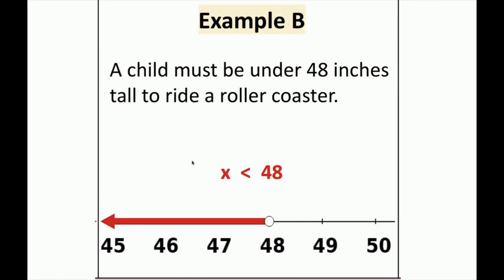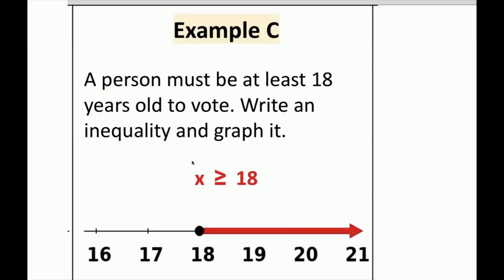Let's check our work for example C. A person must be at least 18 years old to vote. So we have a closed circle because they can be 18 years old or any age older than 18. So 18 is included as a solution. 18 is greater than or equal to 18.